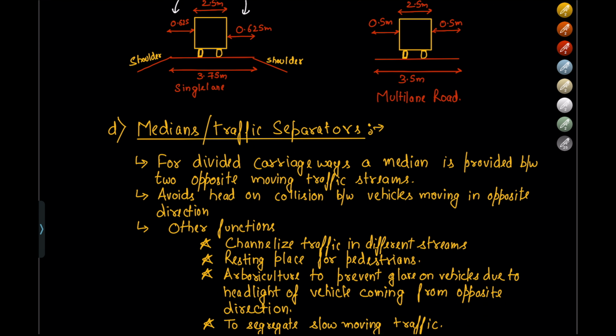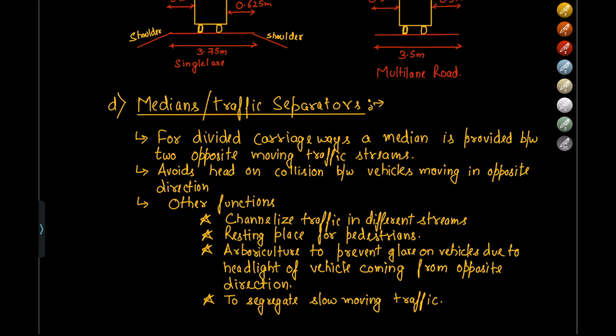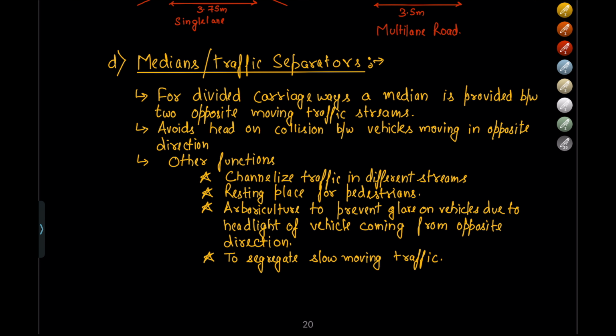Next, we look at medians or traffic separators. Medians are basically provided to separate the traffic moving in opposite directions. The main focus of a median is to avoid head-on collision of vehicles coming from opposite directions, right? So for divided carriageways, a median is provided between two opposite moving traffic streams. It avoids head-on collision between vehicles moving in opposite directions.